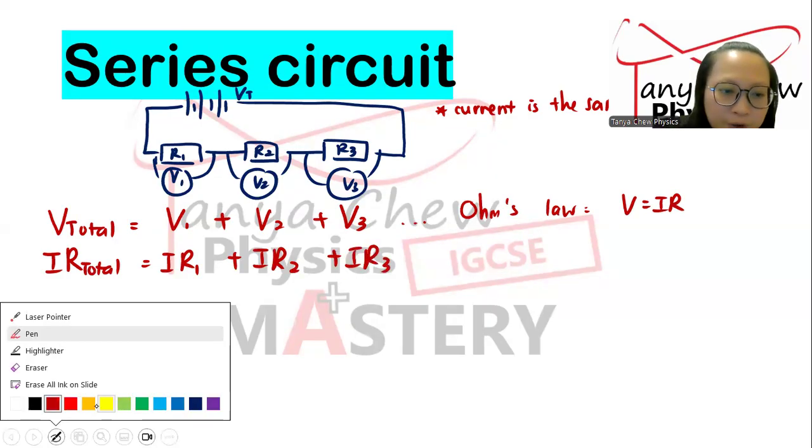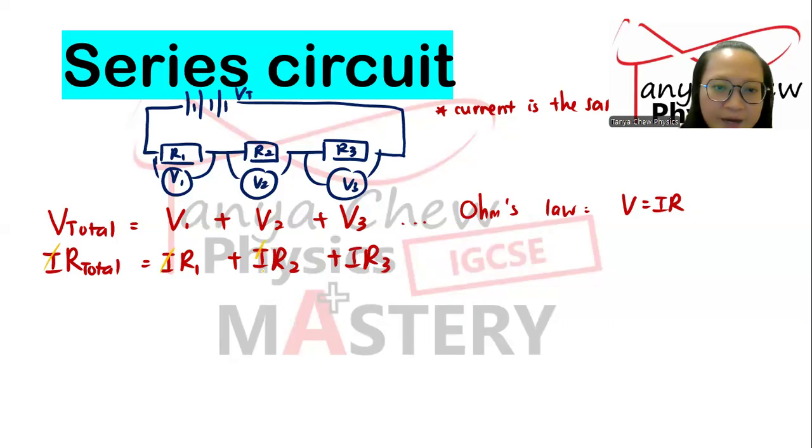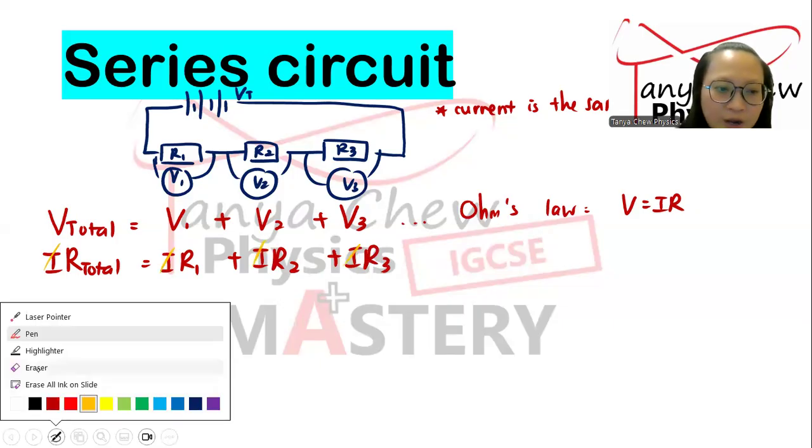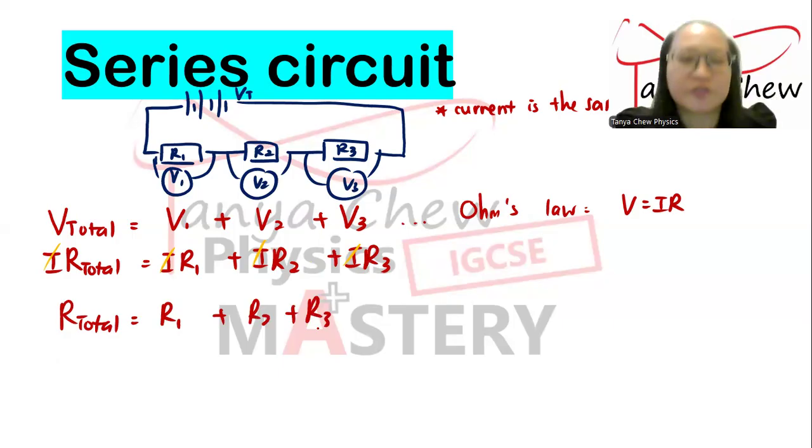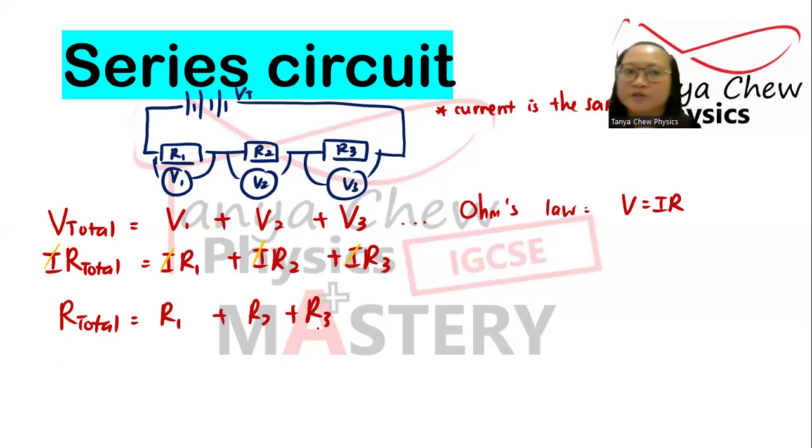Now my favorite part is here. Cancel all the I. You are left with R total equals R1 plus R2 plus R3. Could you see that? When all the resistors are connected in series, you just sum up all their resistances. So the total resistance will increase.